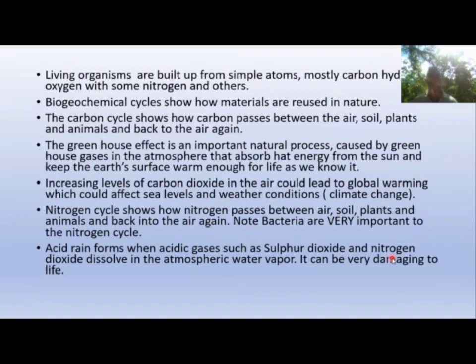We looked at the nitrogen cycle, and how nitrogen is passed from the air, the soil, the plants, and back to animals again, and back into the air again. We know that bacteria are very, very important in the nitrogen cycle, because basically it's the bacteria that keep nitrogen moving. And then finally, we closed off by looking at the acid rain, how it is formed and the effects it has. We looked at the sulfur dioxide and nitrogen dioxide, how they form sulfuric acid and nitric acid, and the effects that they have.